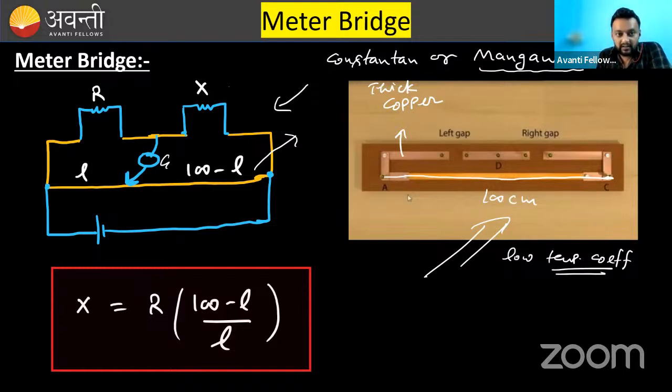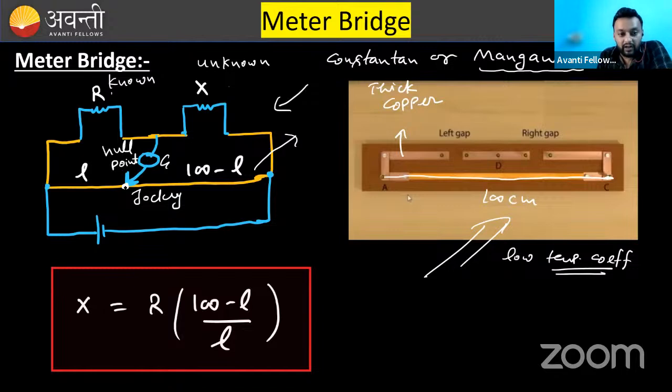Now, after putting these R and X, this is the resistance box, this is the known resistance. We know this resistance, and this is the unknown resistance. What you can do, you can move the jockey. This is the jockey. You can slide the jockey on the wire, and at a certain point, you will see that there is no deflection in the galvanometer. Such a point is known as the null point. This is the null point.